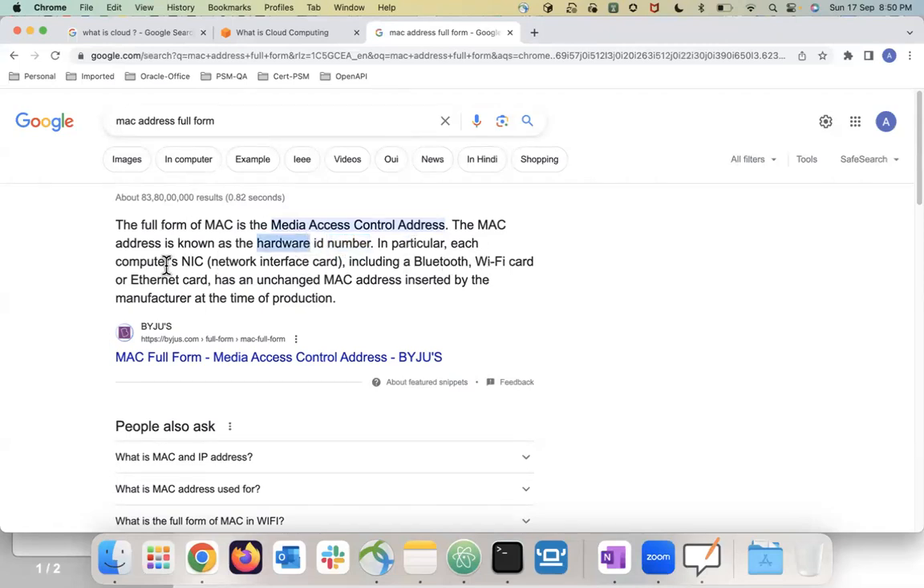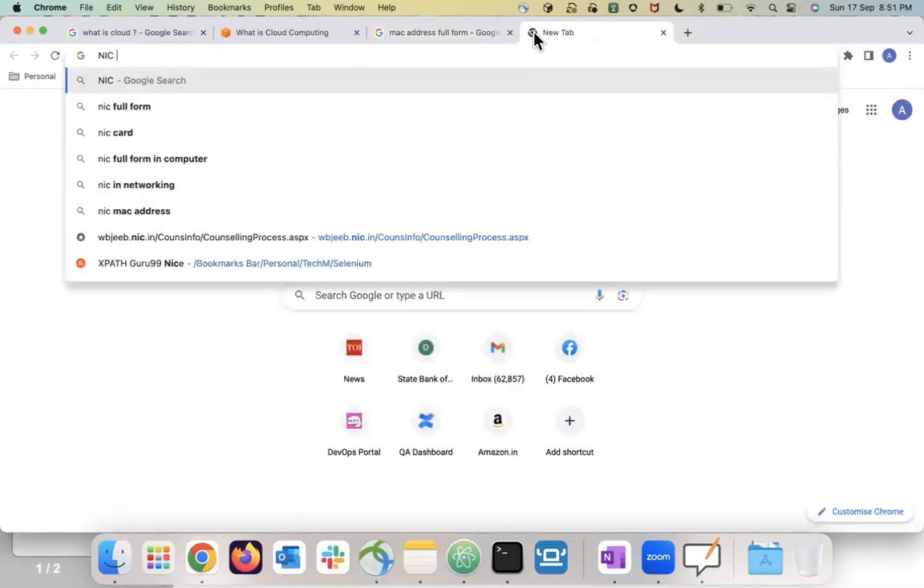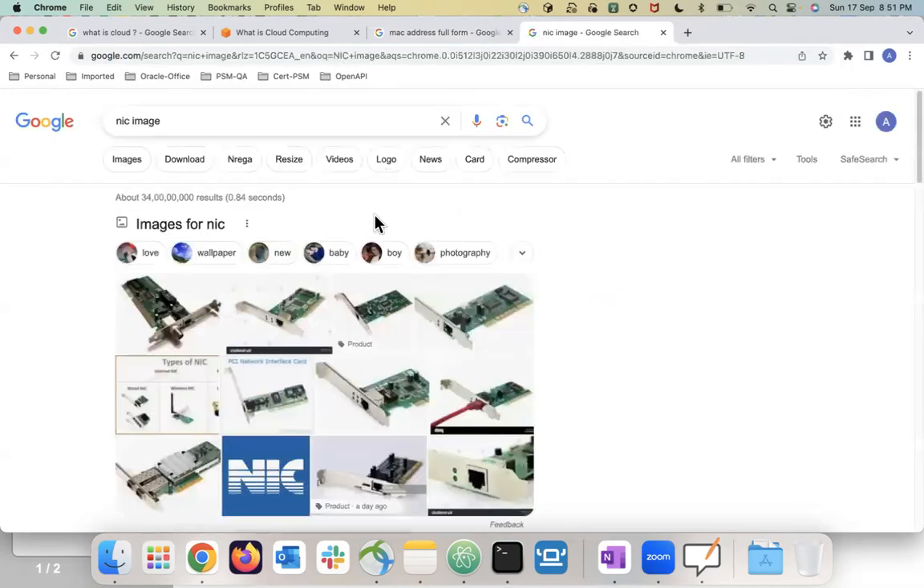In particular, each computer has a NIC, a network interface card. It is one piece of hardware, including a Bluetooth, Wi-Fi card, or Ethernet card, and it has an unchanged MAC address. Unchanged means fixed, the MAC address is inserted in the NIC. Now you might think, oh, what is this NIC? I'll show you images of a NIC.